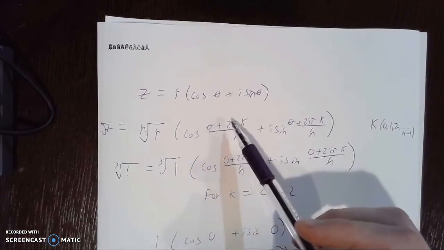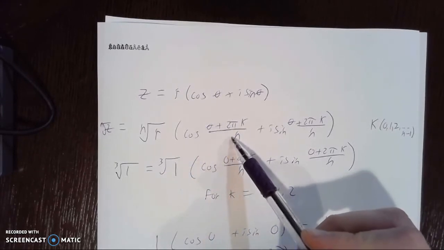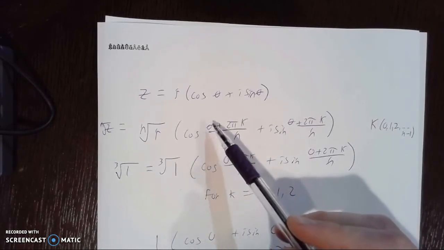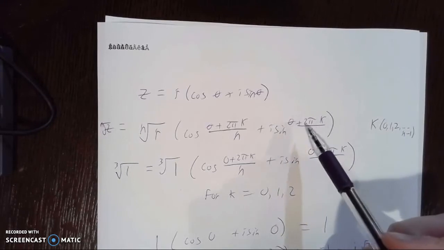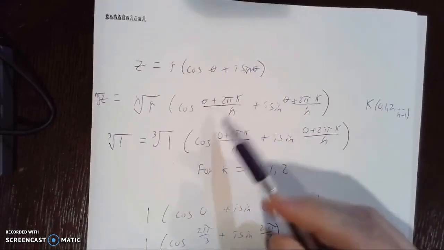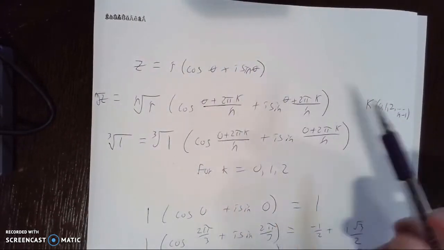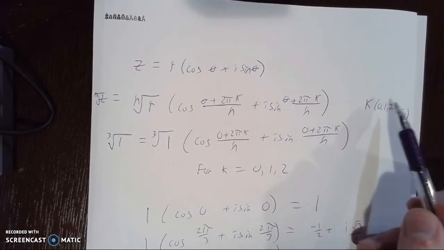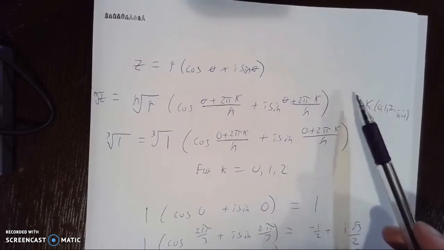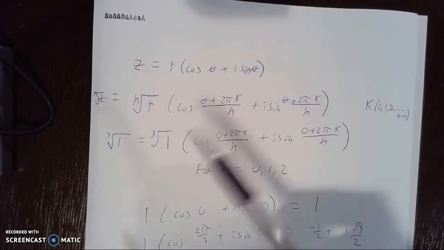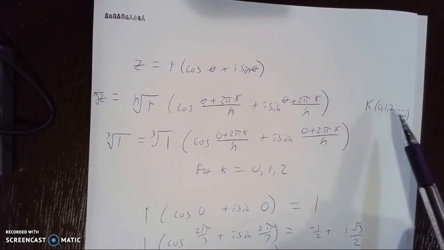Instead of just dividing the angle by n, we have the cosine of theta plus 2 pi k over n and the sine of theta plus 2 pi k over n. And we're going to look at exactly how those come about in just a minute. Where k runs 0, 1, 2, up to n minus 1. So if you wanted the cube root, it would just go 0, 1, 2. If you wanted the 8th root, it'd go 0, 1, 2, 3, 4, 5, 6, 7.